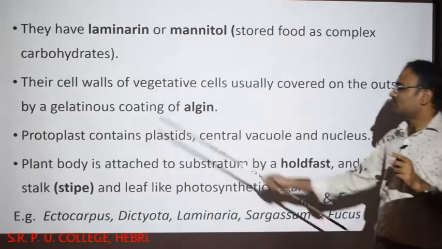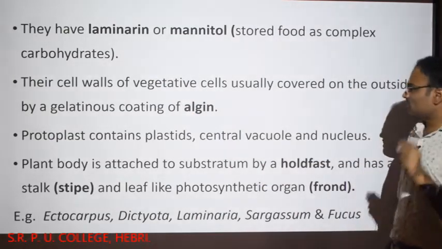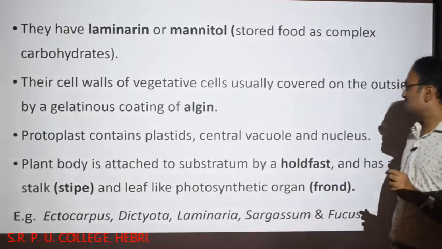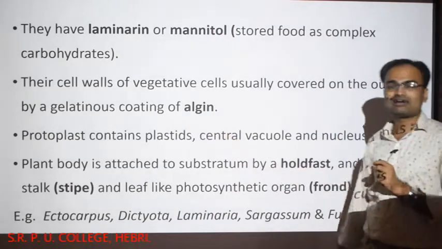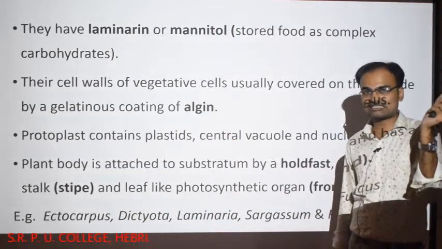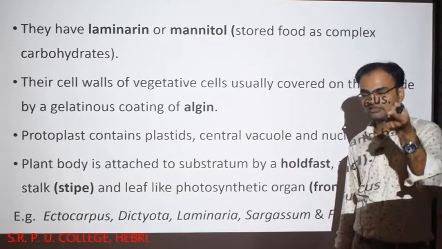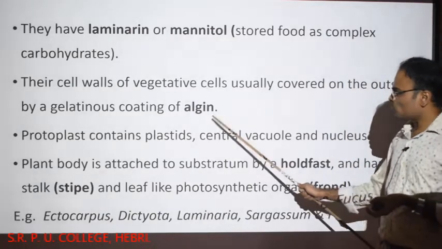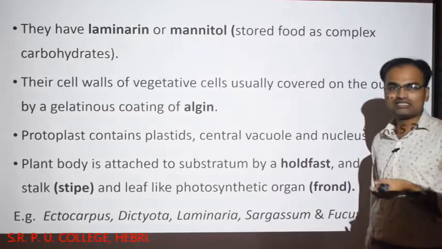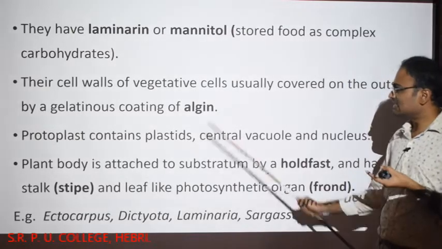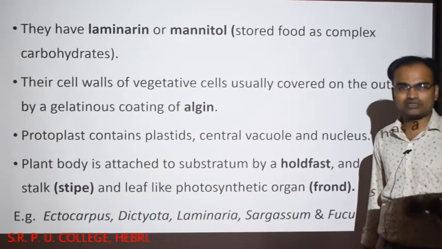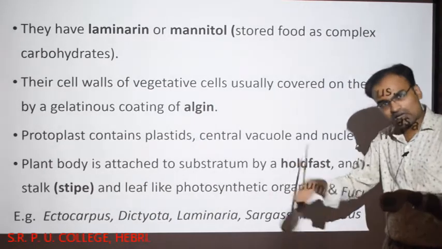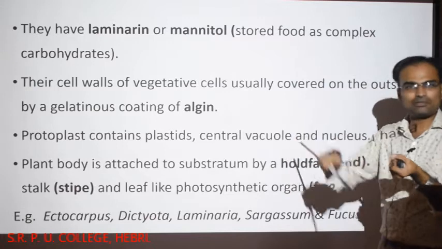And here the cell wall of the brown algae, especially the vegetative cells, is covered outside by a gelatinous coating called algin. Remember, in the last class while we were studying the benefits of algae, this word algin we already heard. Algin is a hydrocolloid. It's a water holding substance, commonly present around the cell wall. It gets deposited on the cell wall.